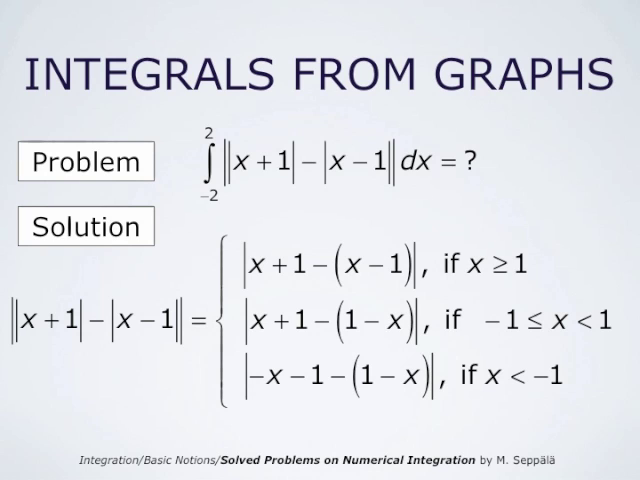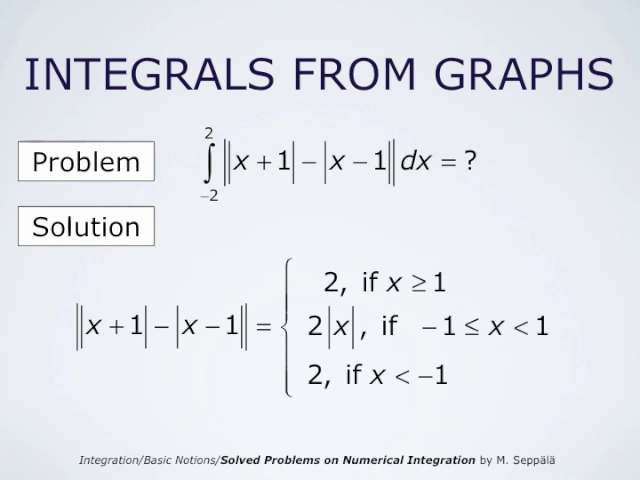These simplify further clearly, and we get that the absolute value of x plus 1 minus the absolute value of x minus 1 equals 2 if x is greater than or equal to 1. And if x is between -1 and 1, it is 2 times the absolute value of x, and it is 2 if x is less than -1.